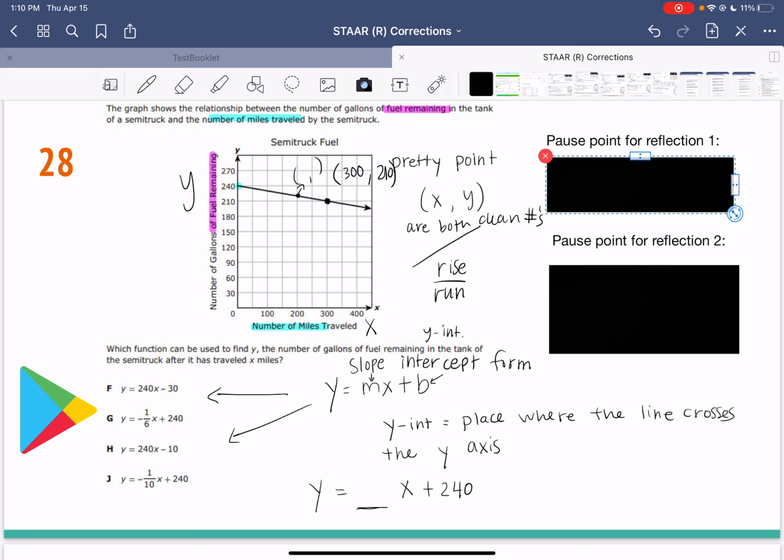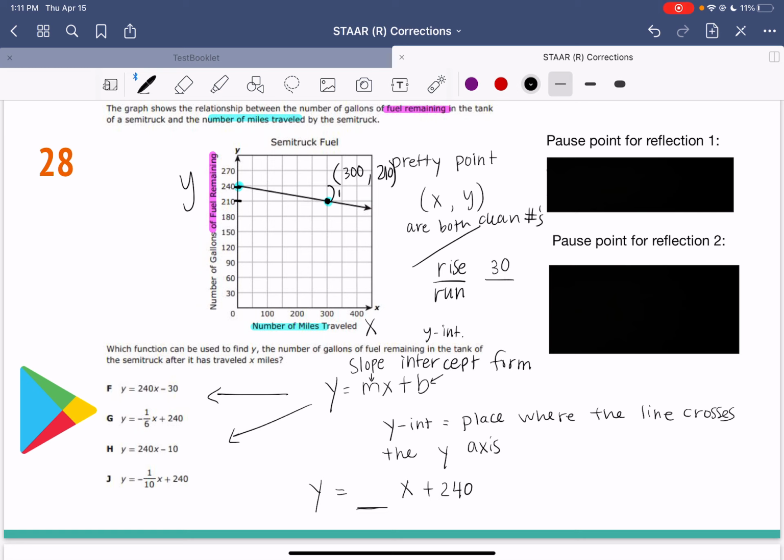All right, so now we're going to find our rise and run. Erase this. So we're going to go from pretty point to pretty point, so I'm going to do them both in blue. So we have a pretty point here. So I'm going to rise. It looks like just 1. So it looks like my rise is only going up 1, but actually I'm going from 210 to 240, which is a rise of 30.